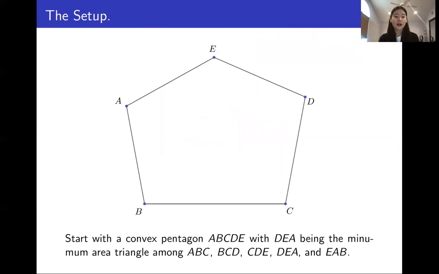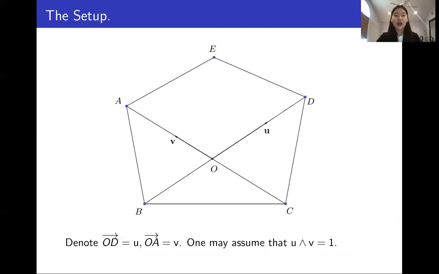So the basic setup of our method is as follows. I start with a convex pentagon ABCDE, with DEA being the minimum area triangle. Then I draw diagonals AC and BD and denote the intersection of these lines as point O. I also denote vectors OD as U and OA as V. After an eventual scaling, I assume that the outer product of U and V is 1.